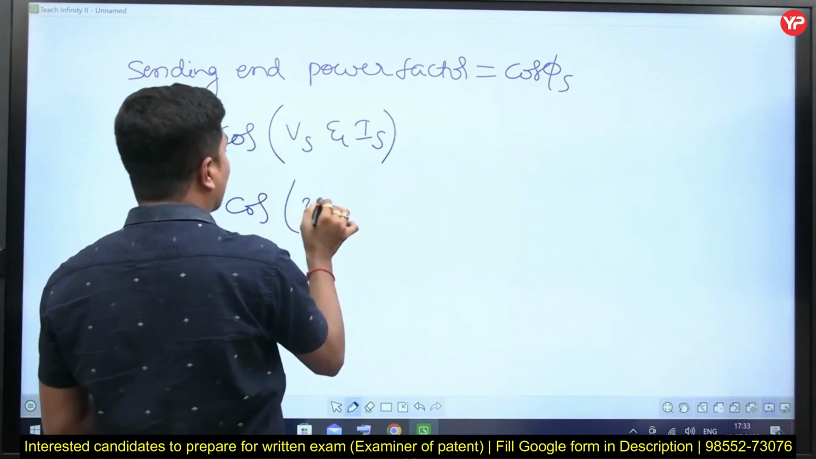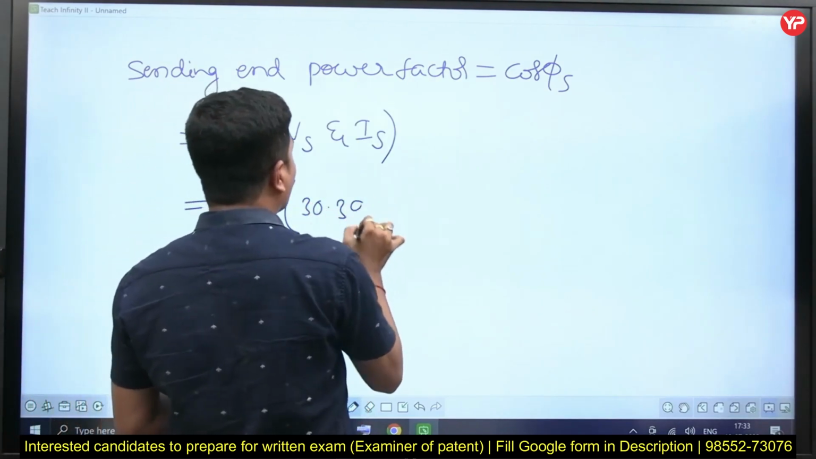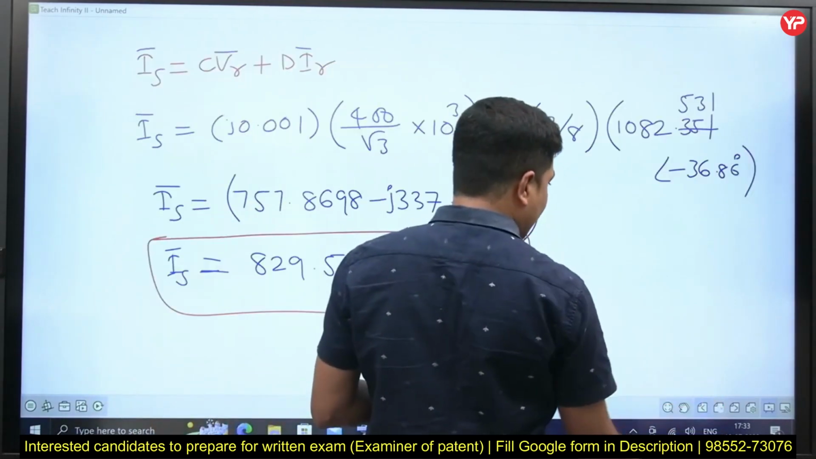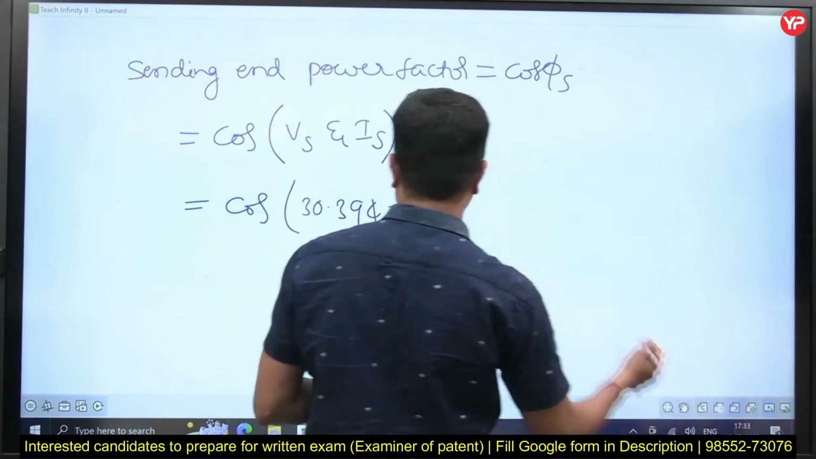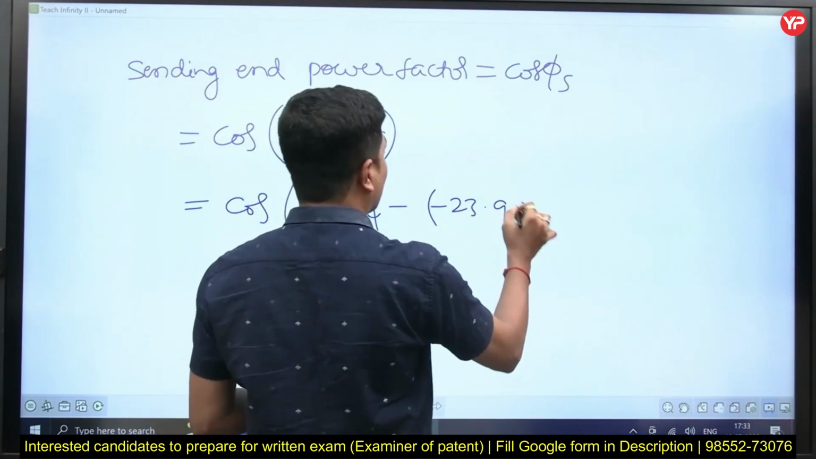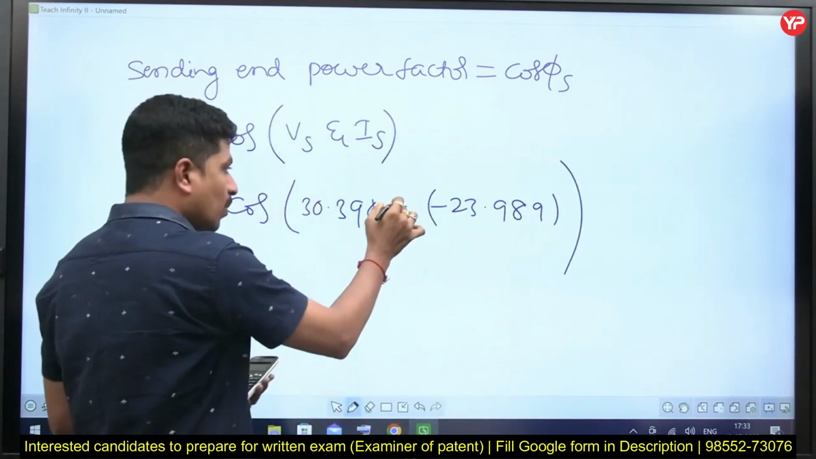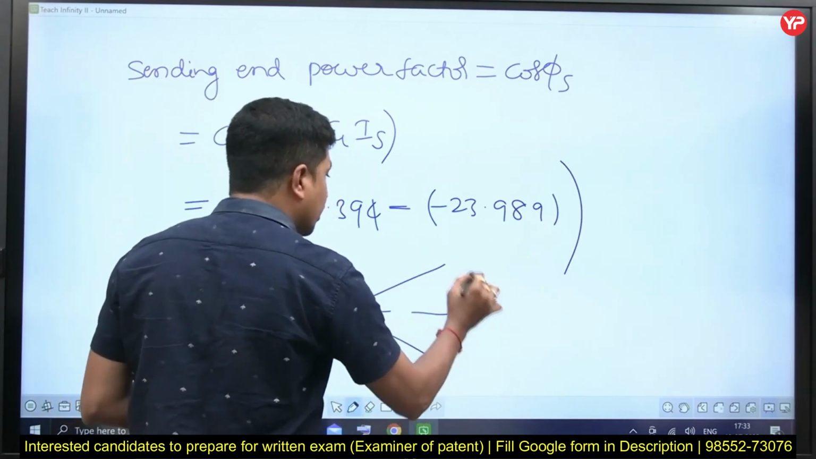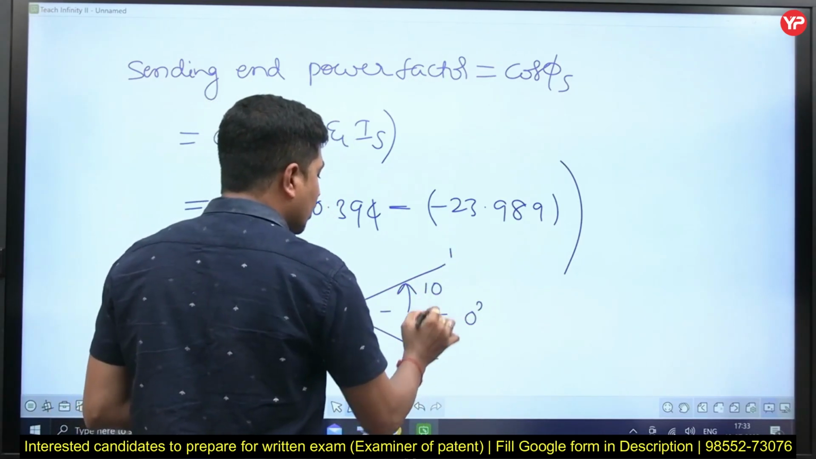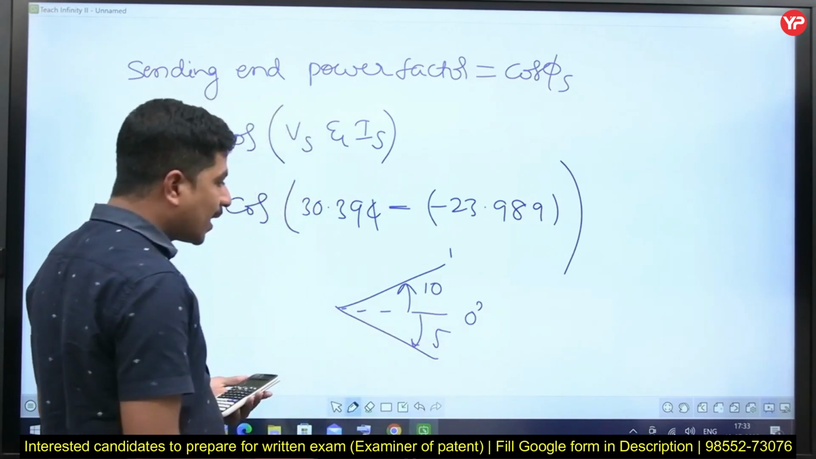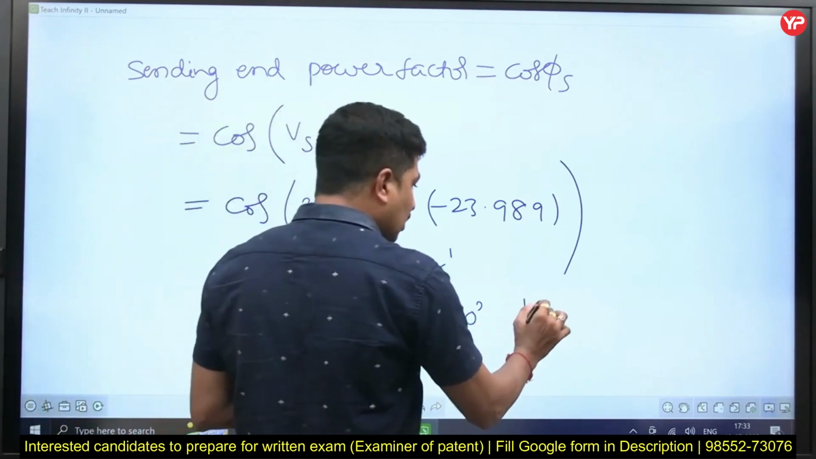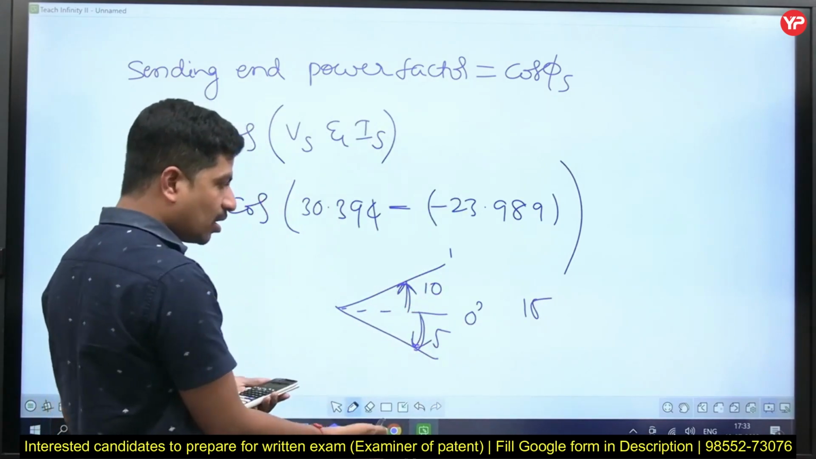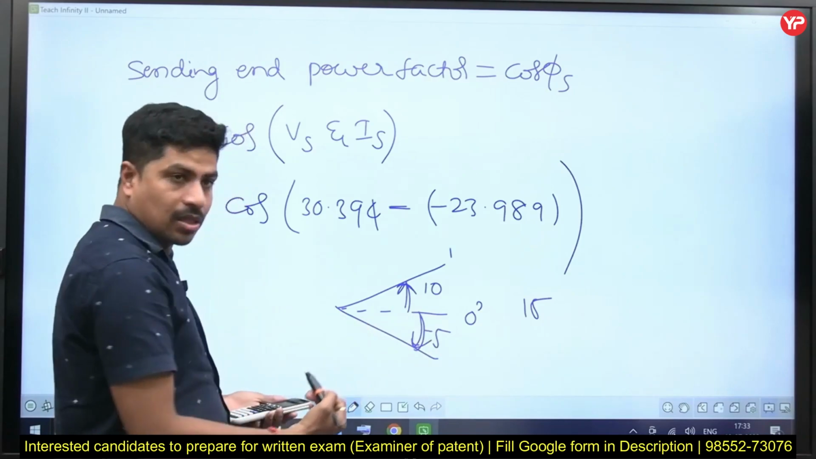That is equal to cos of what is the Vs angle, 30.394, minus, between means I have to subtract, what is the Is angle, minus 23.989. So you may be asking, sir, why are you subtracting? See, this is the reference 0 degrees. This is plus 10, this is plus 5, I can say. What is the angle between these two? That angle is 15. As it is leading, it is plus; as it is lagging, I have to take it as minus.